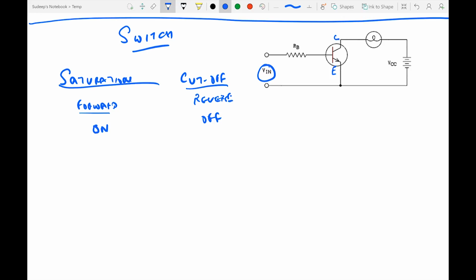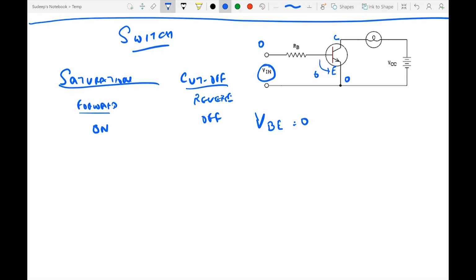What happens is, let's say when we put in a 0 input to the base, the base emitter voltage is 0, because this is 0 and this is 0, both of them are 0. So this is not a forward biased situation, right? So no current would flow from the base to the emitter.